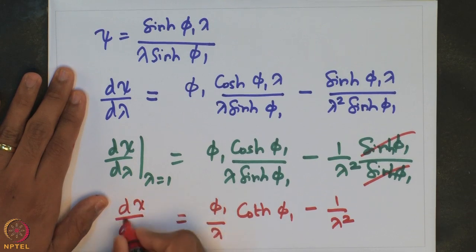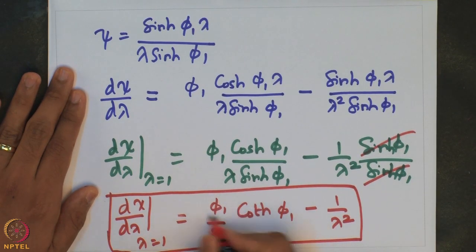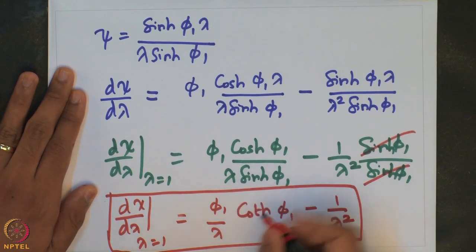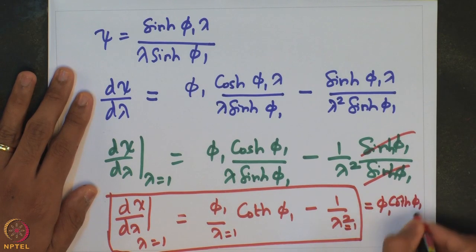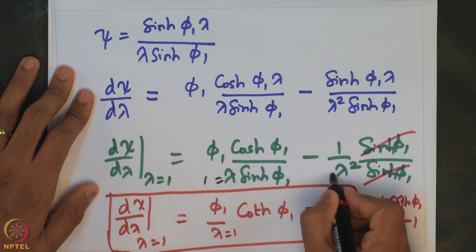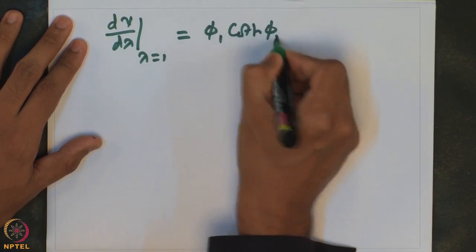So d psi by d lambda at lambda equal to 1 is given by this expression here, which is phi 1, the Thiele modulus corresponding to the first order reaction, divided by lambda, which is the dimensionless position, into coth phi 1 minus 1 by lambda square. And we can substitute lambda equal to 1, so that is given by phi 1 coth phi 1 minus 1. Recall that we have to set lambda square equal to 1. So from here we see that d psi by d lambda at lambda equal to 1 is phi 1 coth phi 1 minus 1.